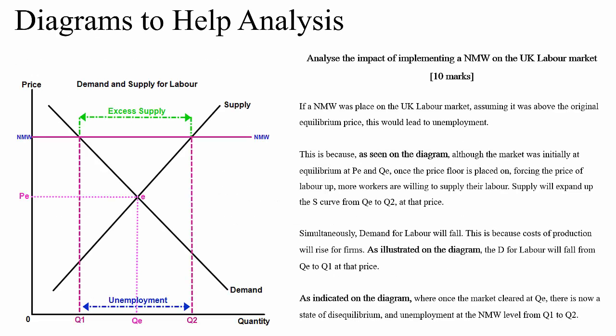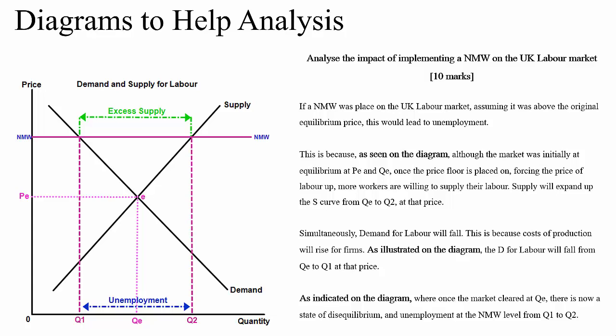You should also be using diagrams to help with analysis. So in this example, we're trying to analyse the impact of implementing a minimum wage on the UK labour market. Here, we're going again step by step. If the minimum wage was in place on the UK labour market, assuming it was above the equilibrium, this would lead to unemployment. So that's saying what is going to happen, and you're going to go on and explain why that's going to happen.